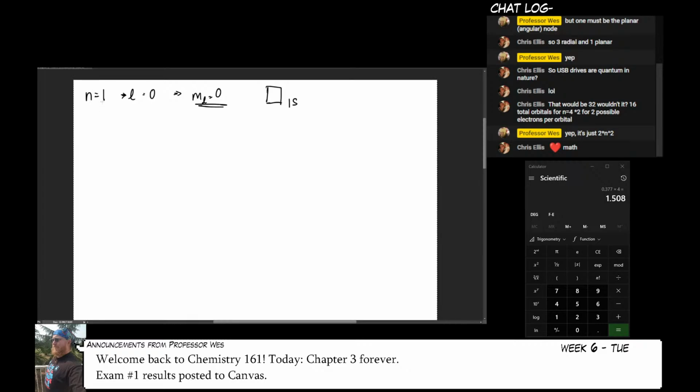So for N equals 1, I can only have L equals 0. That's the only value that's allowed for L. And if that's the only value that's allowed for L, this is the only value that's allowed for M sub L. So this is all I get for N equals 1, and it's done. Well, let me try and draw a straighter line than that. There we go. So now we'll do N equals 2.